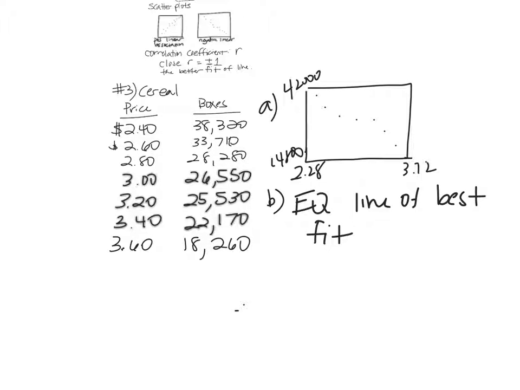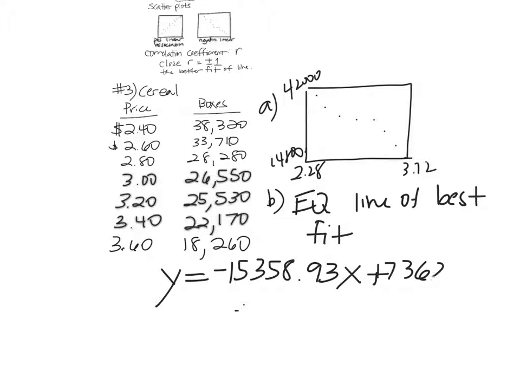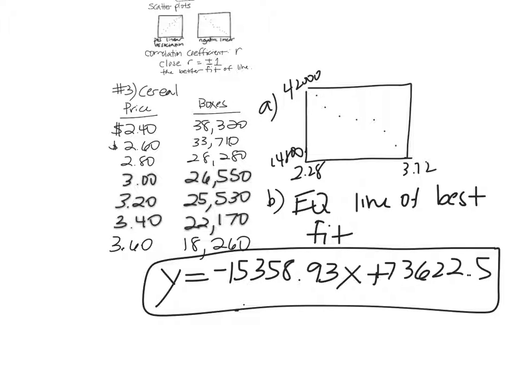Okay, and we're going to round to, I don't know, 2 decimal places. So our line of best fit is Y equals negative 15,358.93 X plus, it's pretty gross, right? 73622.5. So there's our line of best fit. And let's go ahead and put that line on our calculator now. Sorry, I covered it up.